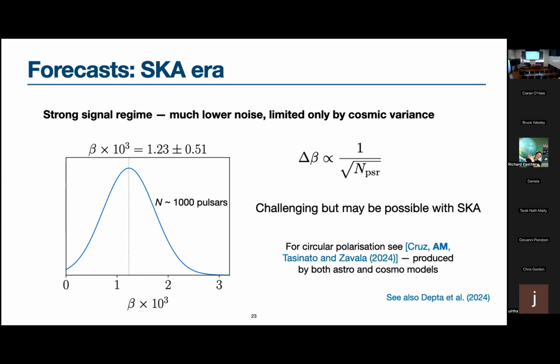In another paper, we also studied similar forecasts for circular polarization, which is also an interesting observable, which can be produced in early universe models, for instance, involving axions and gauge fields, but also in astrophysical models just by fluctuations of source properties. So this is another interesting observable for which I will ask you to turn to this paper if you want to read more about this.